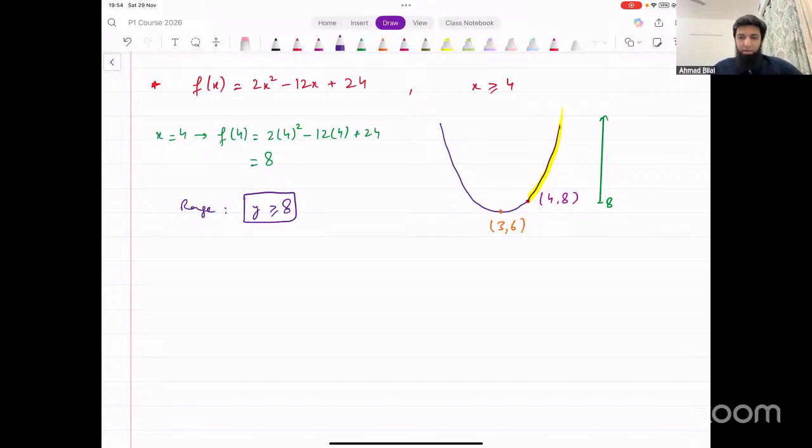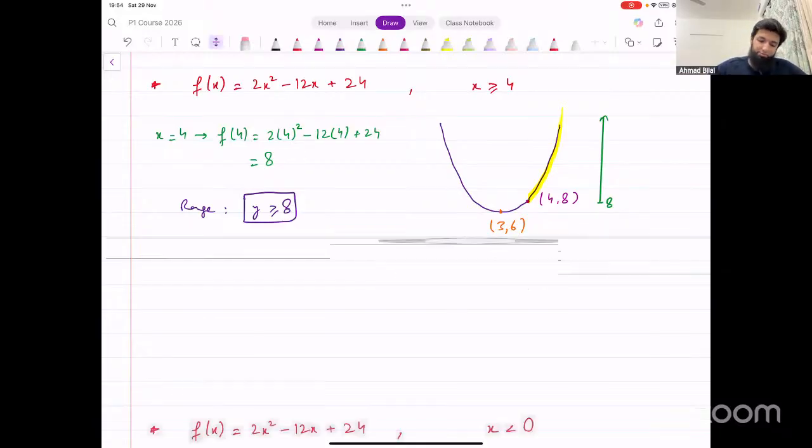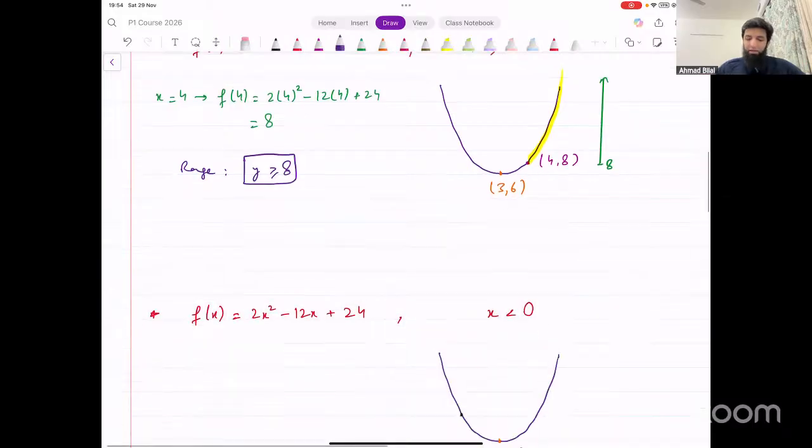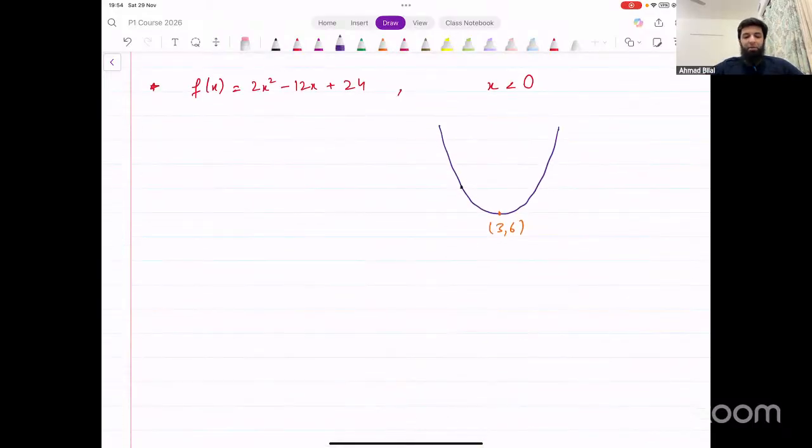No? Okay, let's look at another one. Now we've got this function, f of x equals 2x squared minus 12x plus 24. The same expression as before. That means the same turning point, U-shaped curve. So for any quadratic function that you get, the first thing you should do is find the turning point.